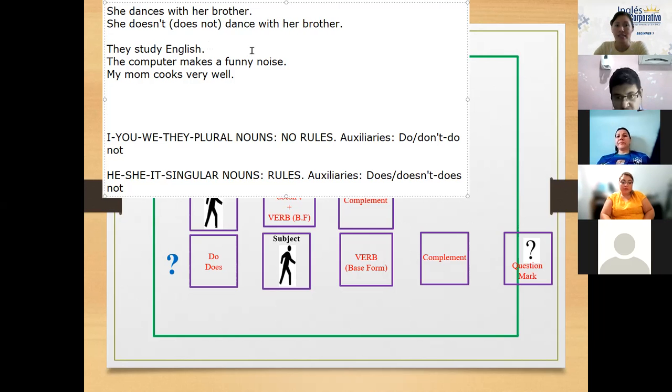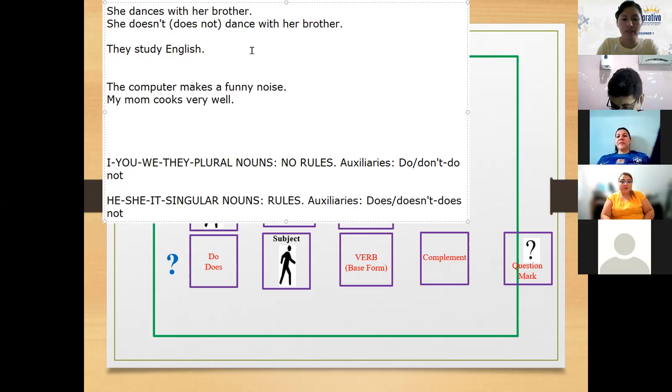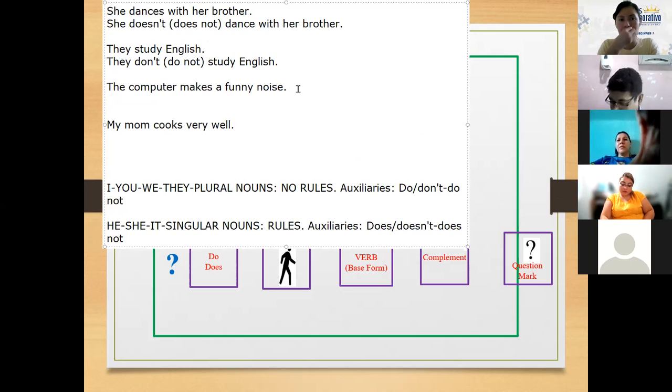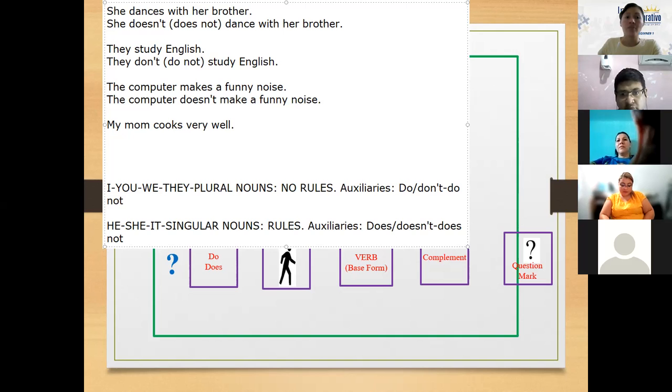Then, I have they study English. ¿Cuál sería la oración negativa para they study English? They don't o do not study. Muy bien. English. Great. Muy bien. What about the computer makes a funny noise? The computer doesn't make a funny noise. Very good. Excellent. Okay. Great. Now, what about the last one?